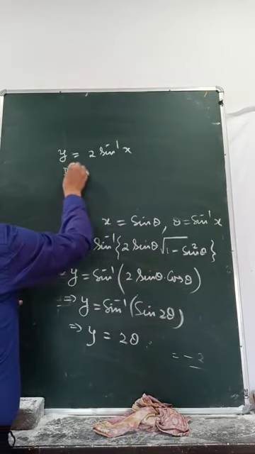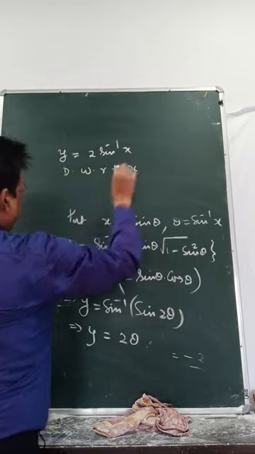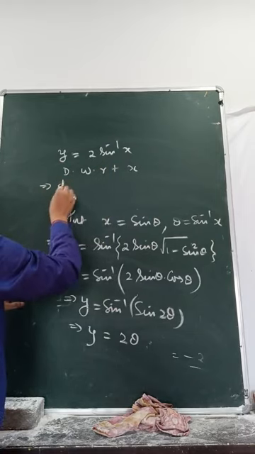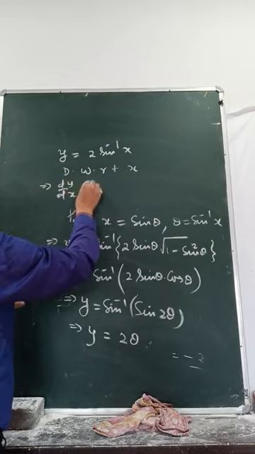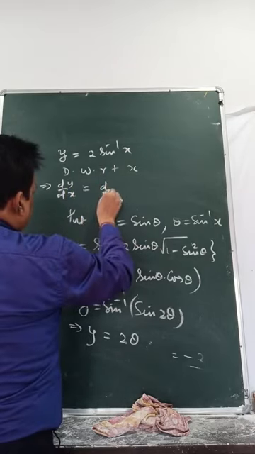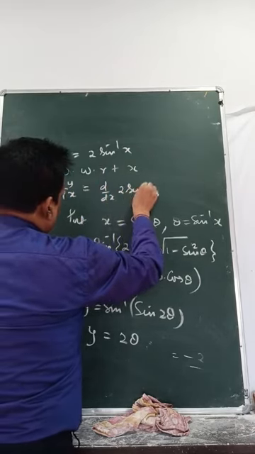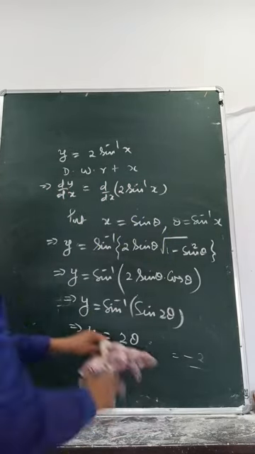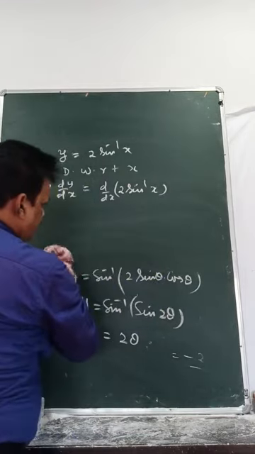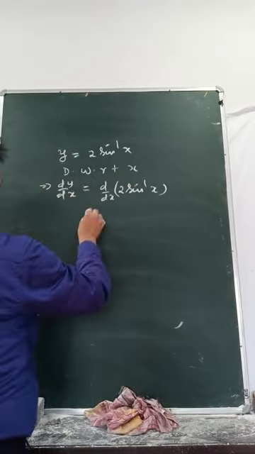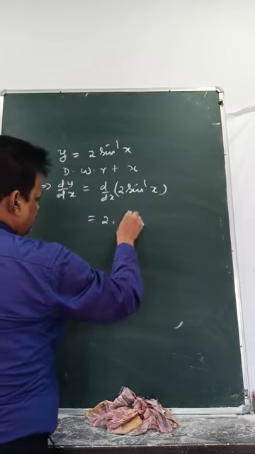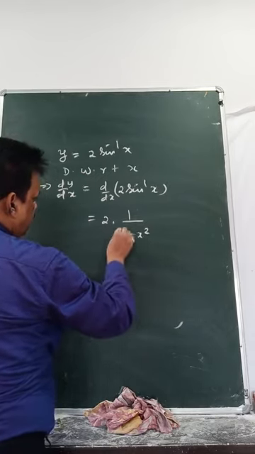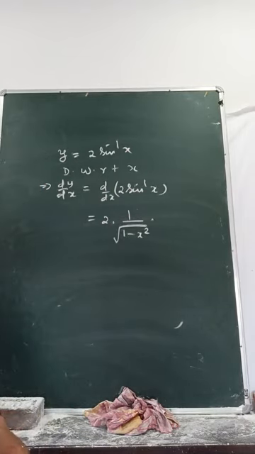So differentiating with respect to x, you will get dy by dx, or d/dx of y is d/dx of 2 sin inverse x. So what will you get? 2 and derivative of sin inverse x, check the formula, it is 1 by root over 1 minus x square. Okay, this is one pattern. Suppose now we give a question.